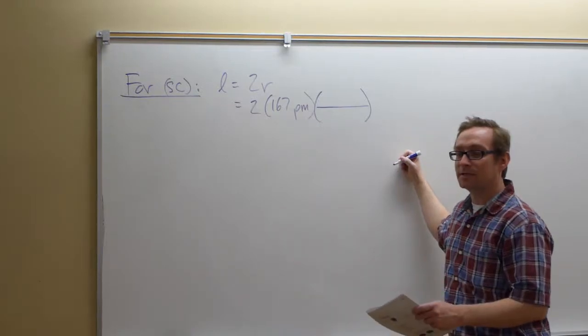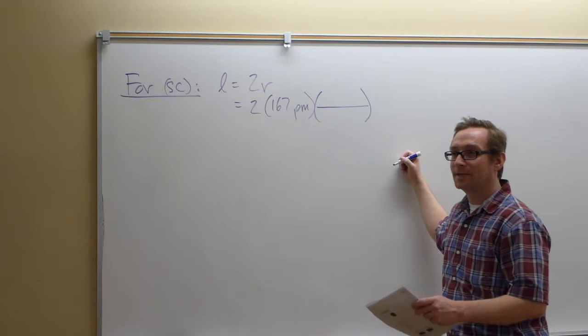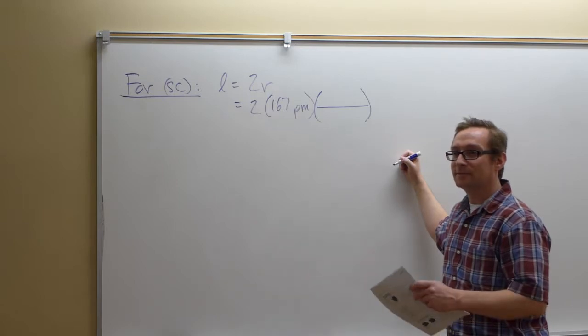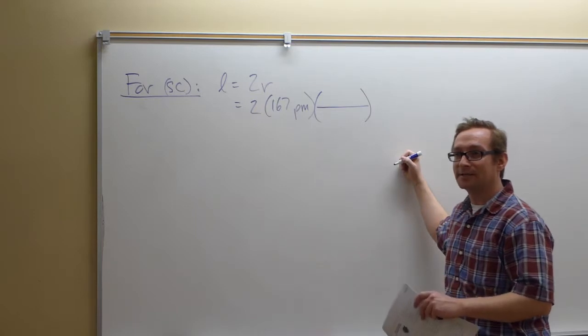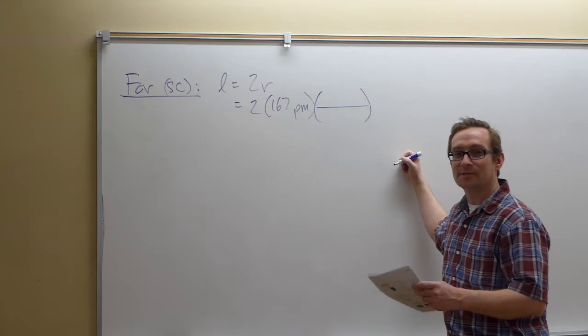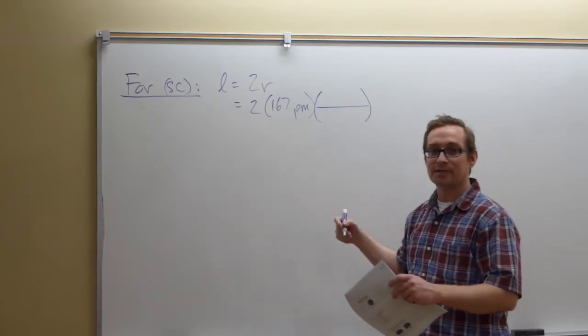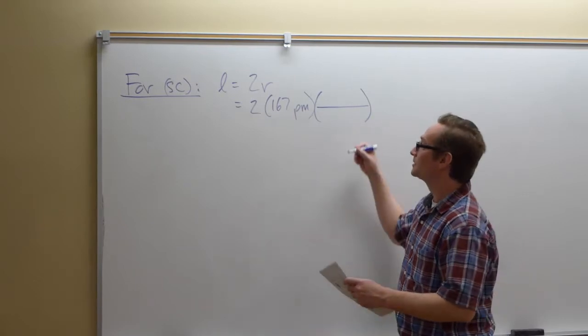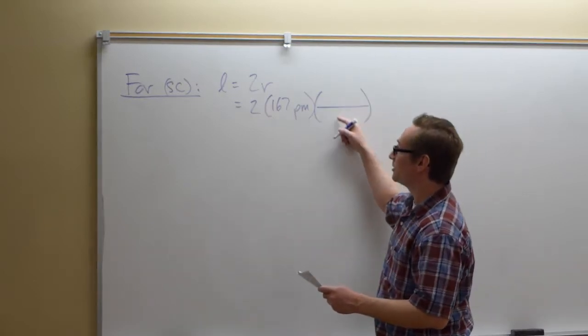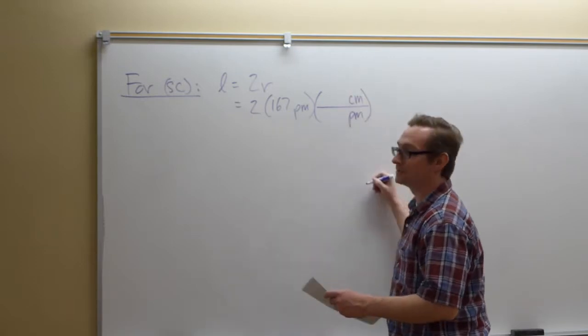Solids, what are the typical units of density for a solid? Mass over volume, grams per milliliter for a liquid, but for a solid it's typically grams per cubic centimeter. So we're going to convert the radius into centimeters in order to get those units. So, how do we go from picometers to centimeters?